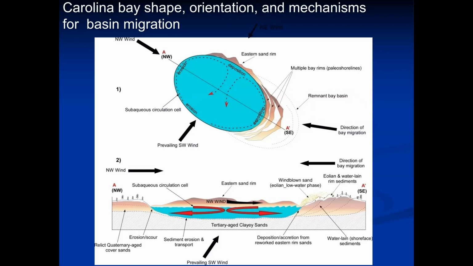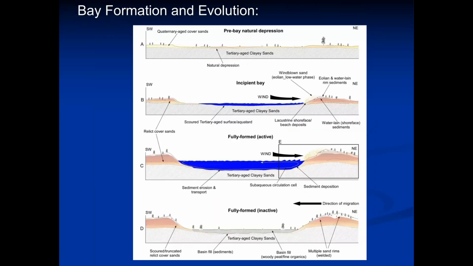And so from this, we actually have evidence that the basins in certain areas on the coastal plain can migrate, like a river channel can migrate through its floodplain, because it's cutting in one end and depositing in the other. In certain areas, we see the same thing going on with bays. Here's another schematic.